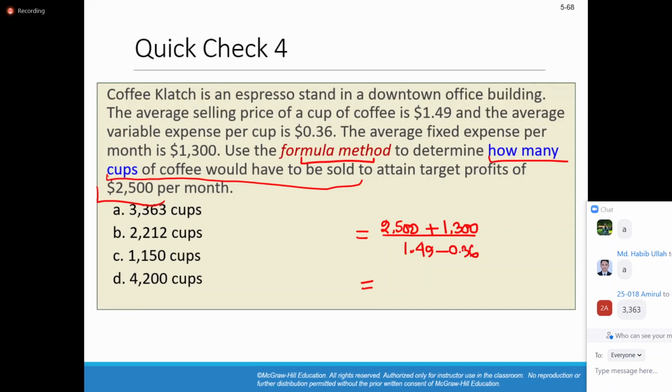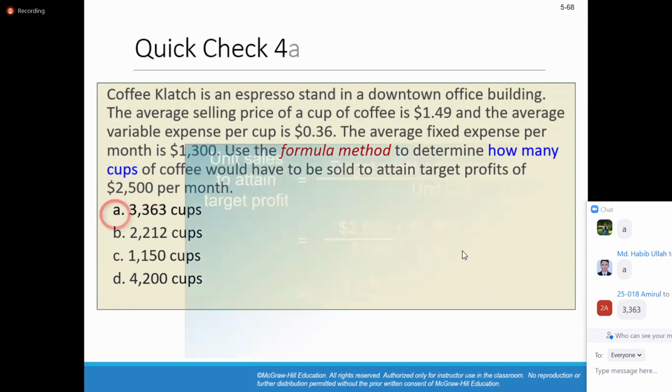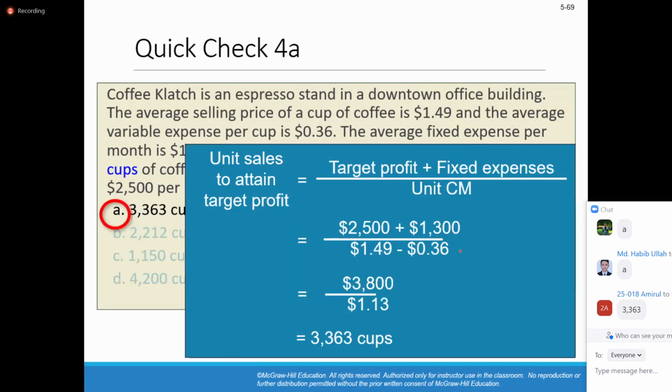Okay, so what I did was for getting the sales dollar. Yeah, so 3,800 needs to be divided by 1.13. Yeah, you have responded correctly. 3,333. Okay.